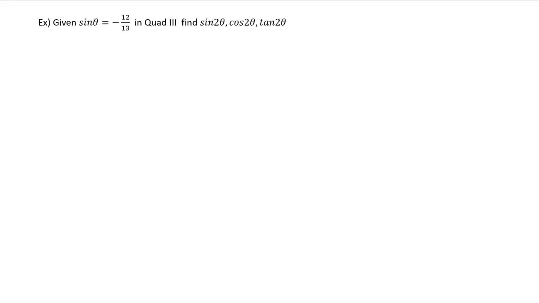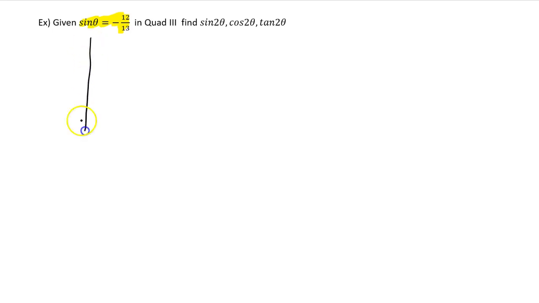Hey guys, so in this video, we're taking the double angles that we just talked about. I'm just going to try to do one quick example of it. To start with, this is going to be very similar to some of the previous problems we've done. We are given that sine of theta is negative 12 over 13, but it's in quadrant 3.